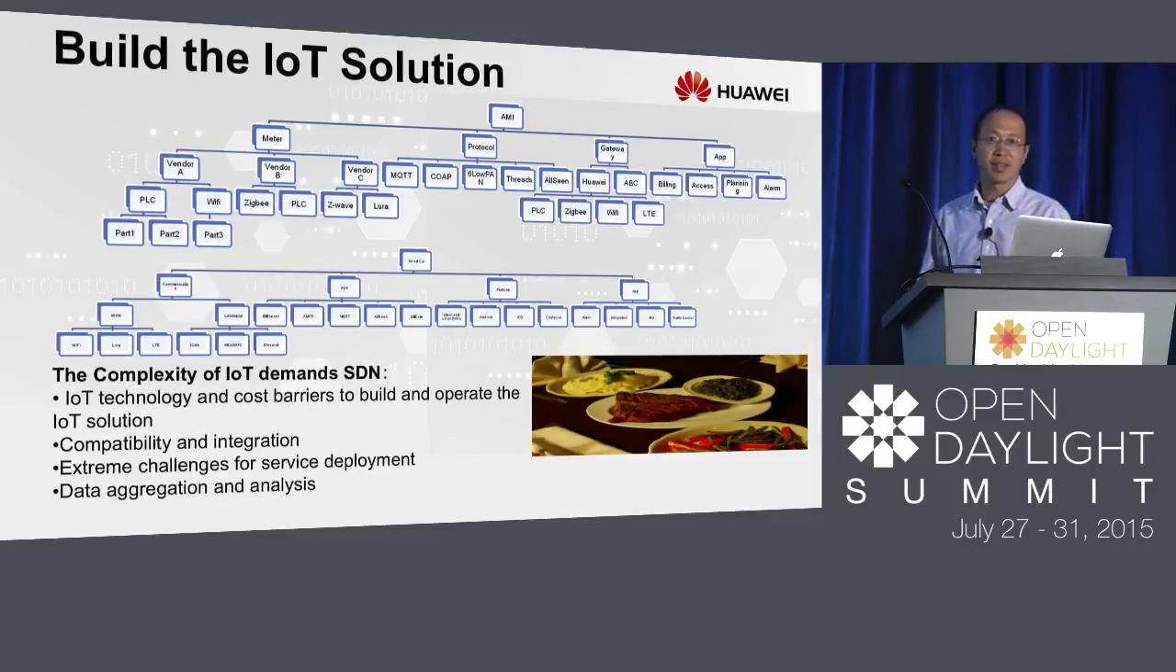That provides the necessary market, components, and services to be able to build IoT solutions. That's where SDN comes into the picture as well. And SDN will also help provide compatibility and integration for IoT, and provide quick service deployment and possible data aggregation and analysis.